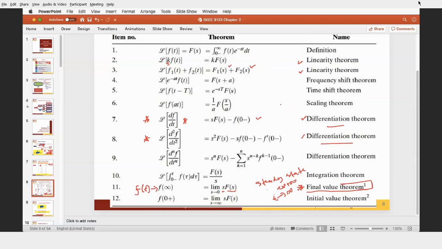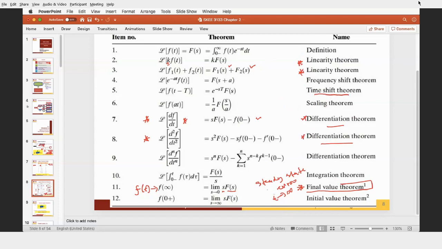theorem. But I think we are not using the time shift. This one actually is time delay, not involved in our syllabus. Some processes have time delay, so we need to put in the time shift theorem. But these are the important things in our class.